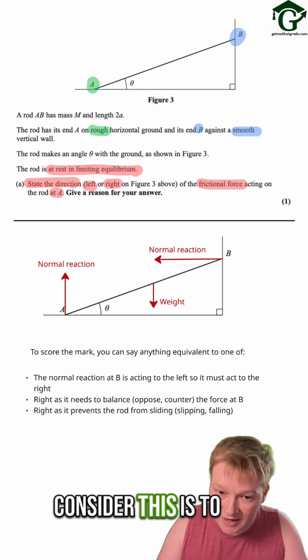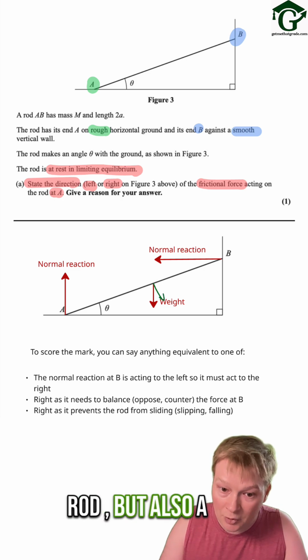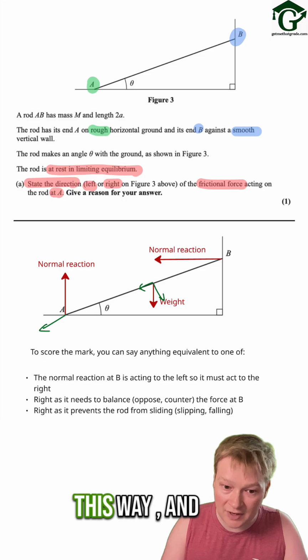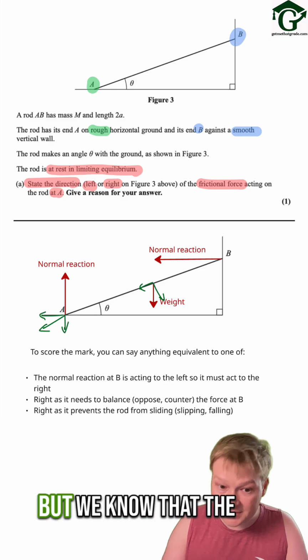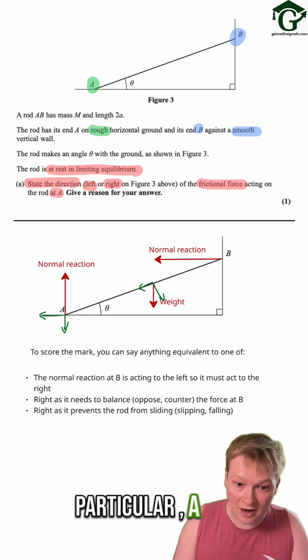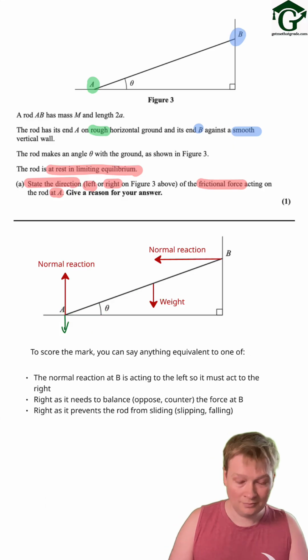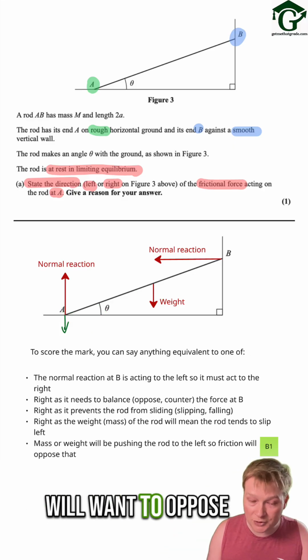Another way to consider this is to think about the weight force. It will have a component acting perpendicular to the rod, but also a component acting parallel to the rod. So that's pushing the rod into the ground this way, and therefore pushing it towards the left and also downwards. But we know that the rod isn't moving, so there must be, in particular, a frictional force to oppose this component of the weight acting parallel to the rod. So you could say something like, the weight will be pushing the rod to the left, so friction will want to oppose that motion.